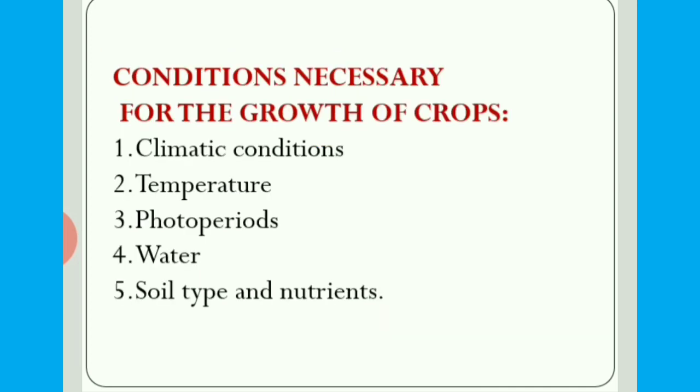Next is photoperiod. Period means duration of light. So light is also essential for the growth of plants. Next is water, soil type and nutrients. So these are the conditions necessary for the growth of plants.